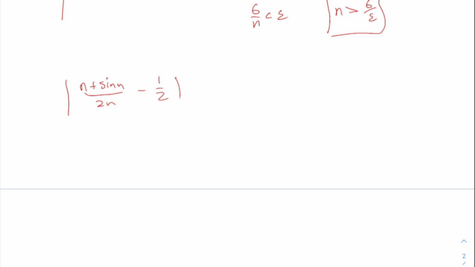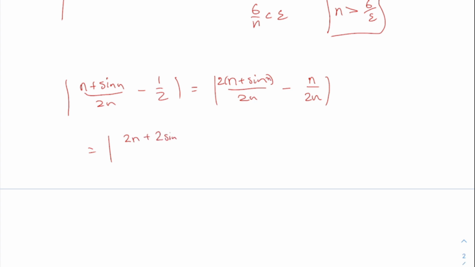So here, again, we'll make a common denominator. The common denominator will be 2n. That's what it has to be. So this is (n plus sine n) over 2n. I've got to multiply by 2 the first one, and then multiply by n the second one. Then subtract. I get 2n plus 2 sine n.